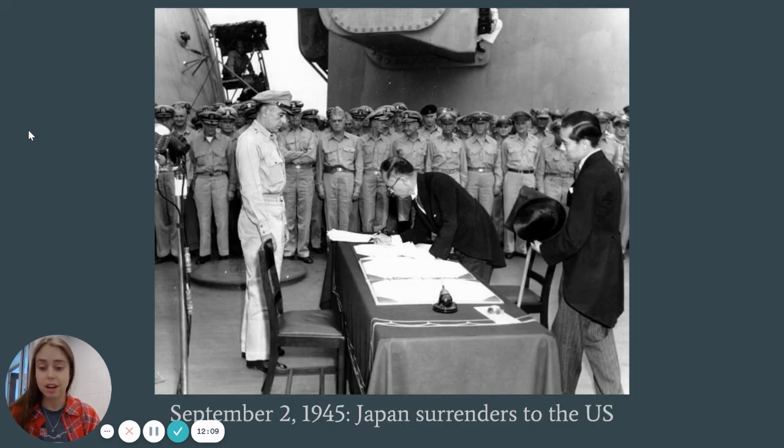And it worked. This does get Japan to surrender. They surrender on September 2nd, so the following month, to the US. And this was really important. After Germany surrendered, after Germany is out of the war, all of a sudden the Soviet Union can then also focus on Japan and get involved in Japan. And the US didn't want that to happen. The US wanted Japan to surrender specifically to the US so that we would have more power and more control in the post-war world, and the Soviet Union would have less power and less control. So that is exactly what happens.